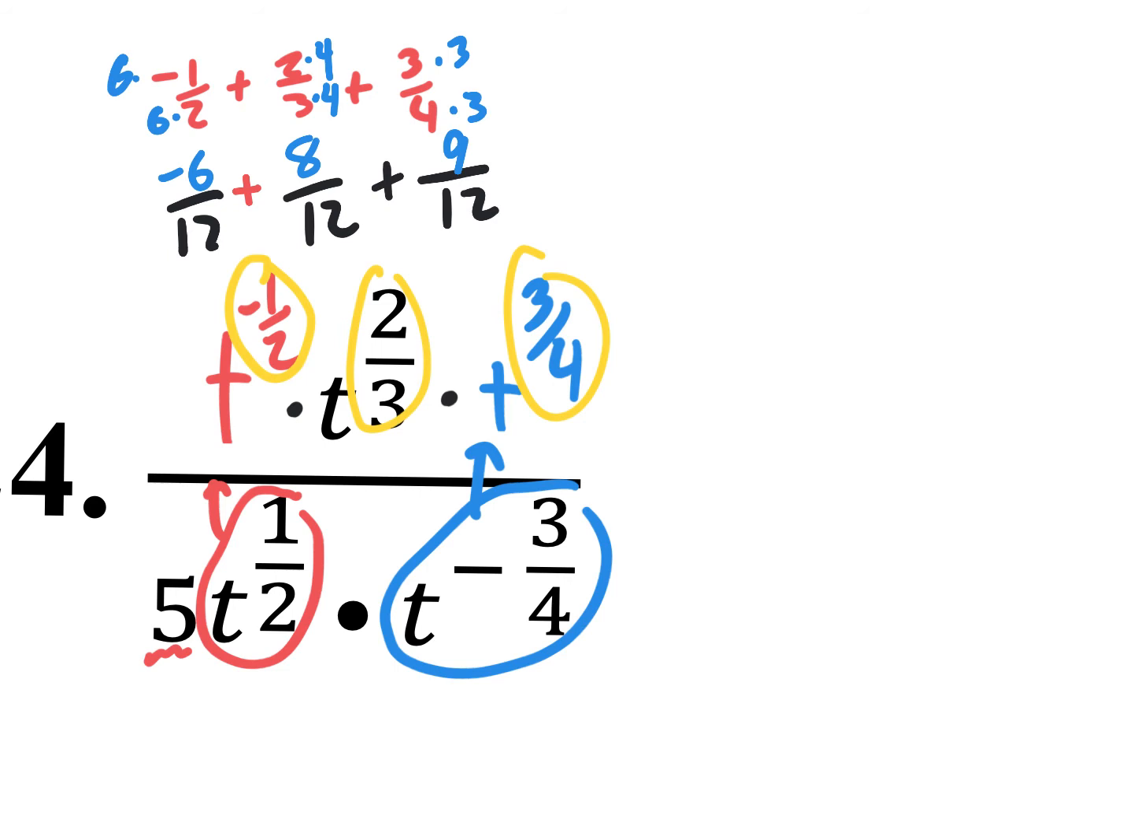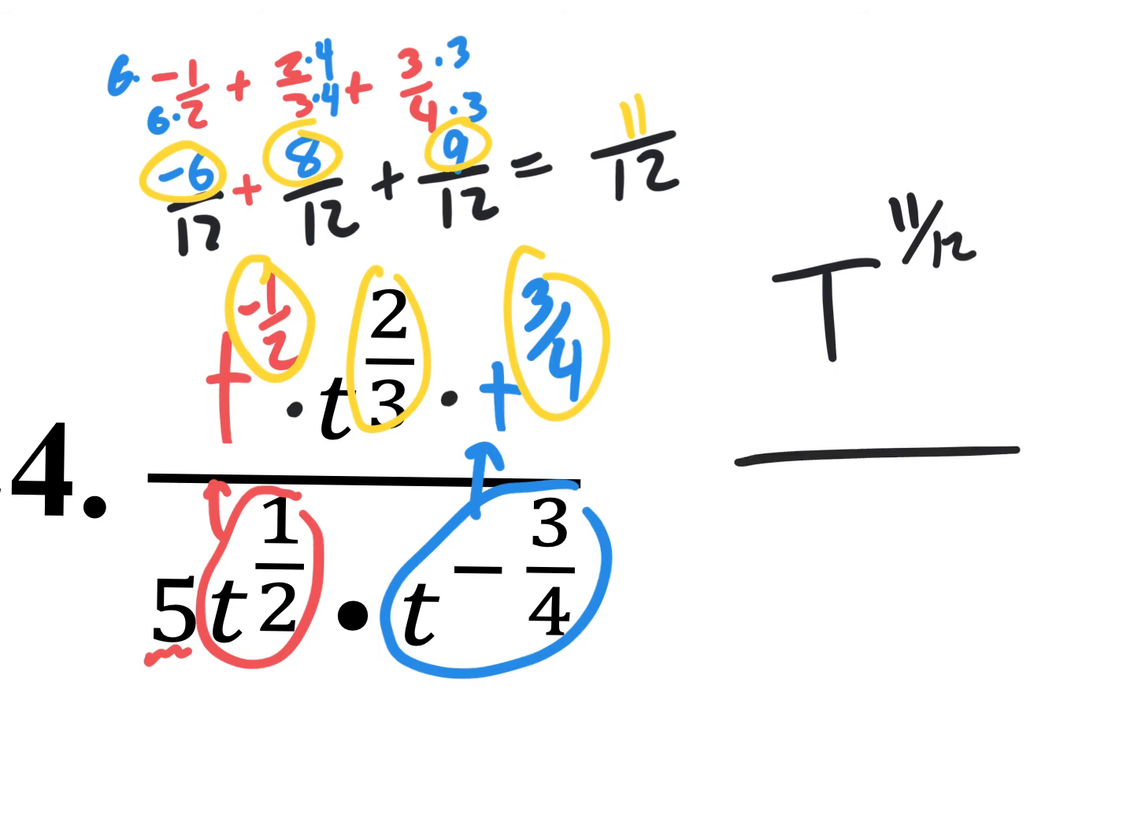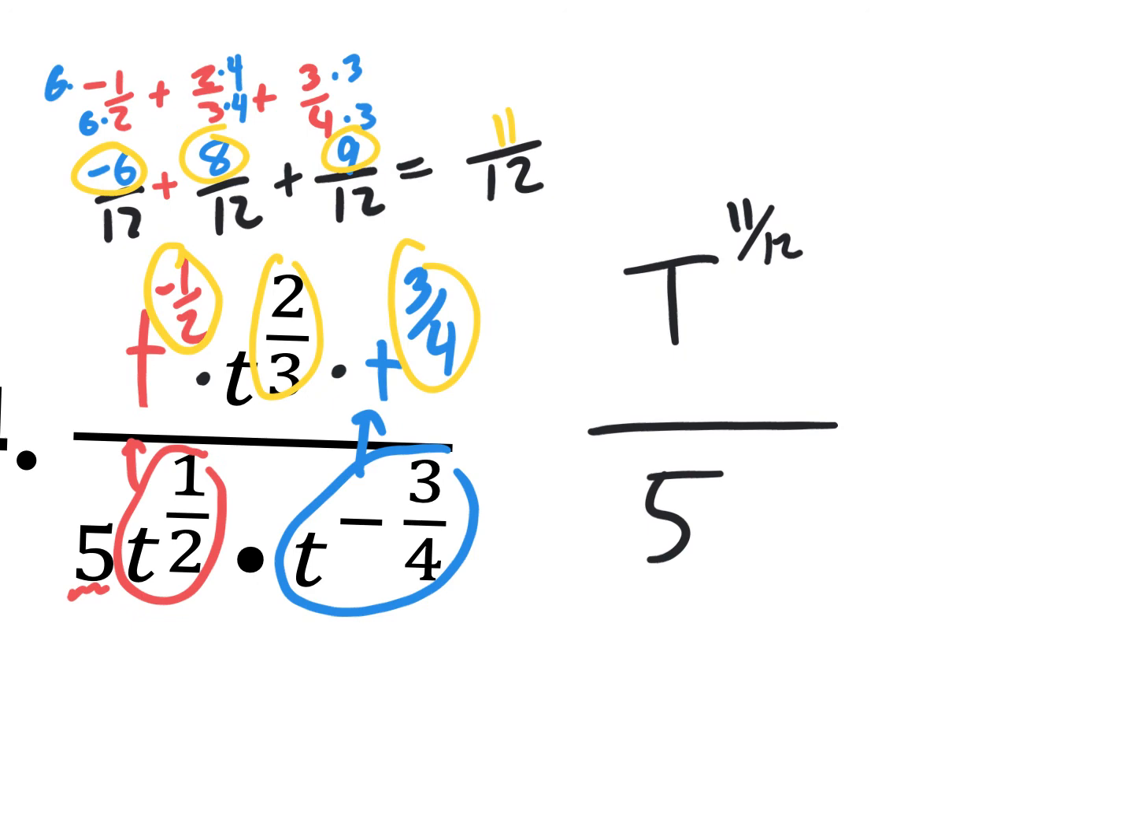So now that we have a common denominator, I could just add the numerators. So what is negative 6 plus 8? That's 2. 2 plus 9 is 11. So my answer will be t to the 11/12 power over 5. Obviously, as a radical, this would be what kind of root? 12. The 12th root of t to the 11th power all over 5.